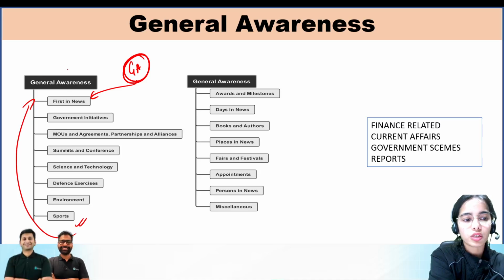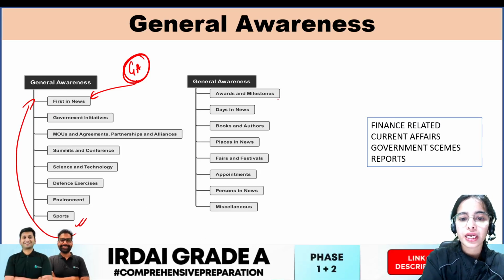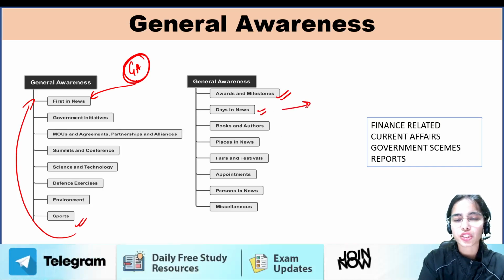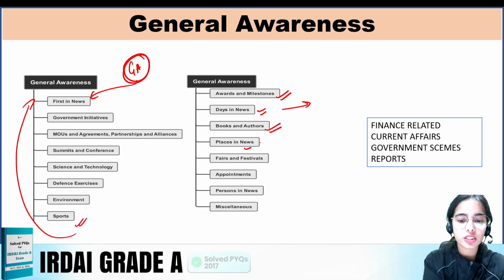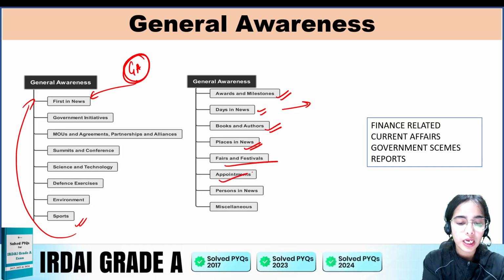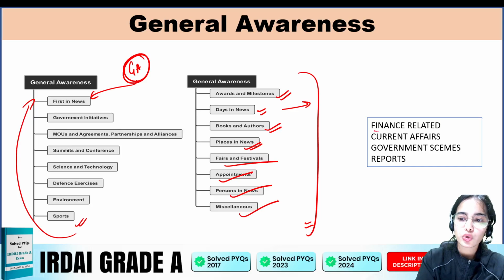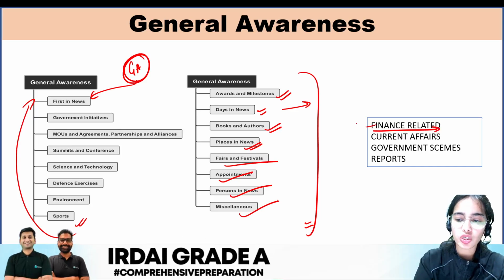So this is all in the general awareness section. It also consists of the awards, milestones, days in news, like International this day, International Environment Day, and such, books and authors, places in news, fairs, festivals, appointments, persons in news, miscellaneous. All of this comes under GA. So finance-related news has to be focused on.